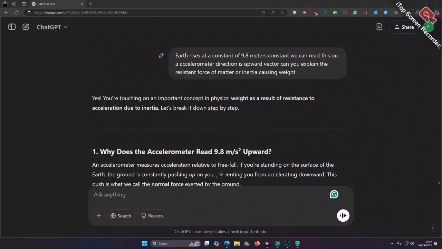Earth rises at a constant 9.8 meters per second. We read this on an accelerometer. Direction is upward vector. Can you explain the resistance force of matter, or inertia, causing weight?